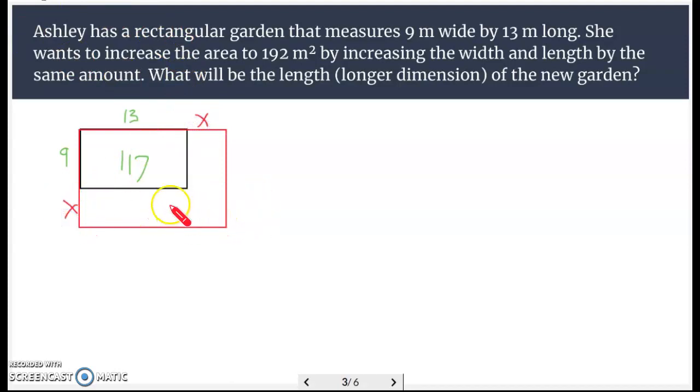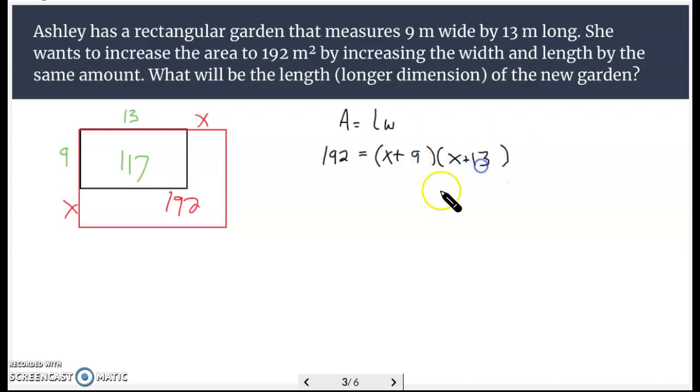And the new area will be 192. So to set this up, we know area of a rectangle is length times width. Our new rectangle is going to be 192 square meters. Instead of 13 and 9, we have to add to that x. X plus 9, x plus 13. Alright, what we'll do is FOIL out the right side of the equation. We'll do x times x to get x squared, 9x, 13x, and 117.